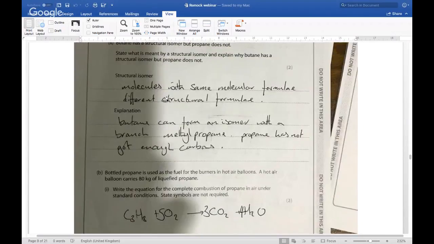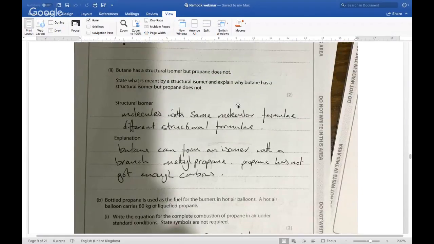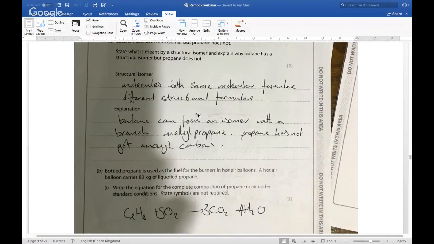Hope you appreciate this. Structural isomers: molecules with the same molecular formula, a different structural formula. Just learn your definitions, folks. Explain why butane can form structural isomers, but propane can't. Butane can form an isomer with a branch, methylpropane. Propane has not got enough carbon.